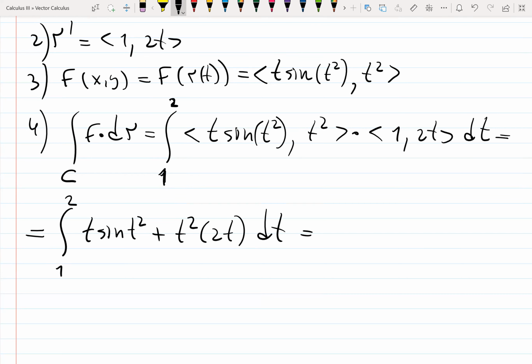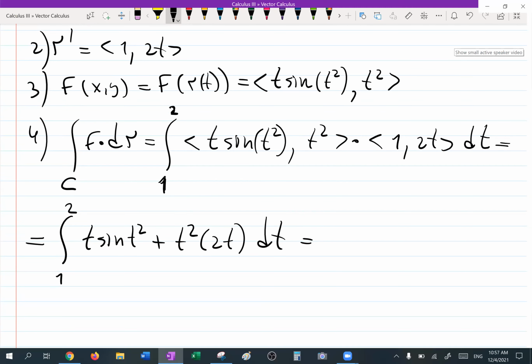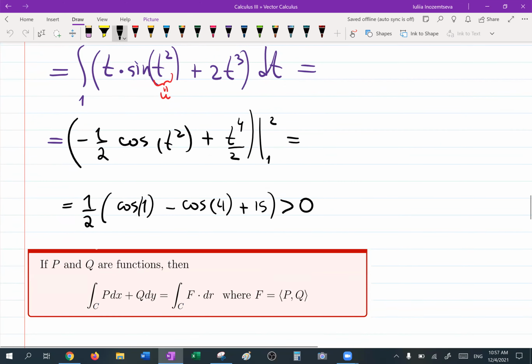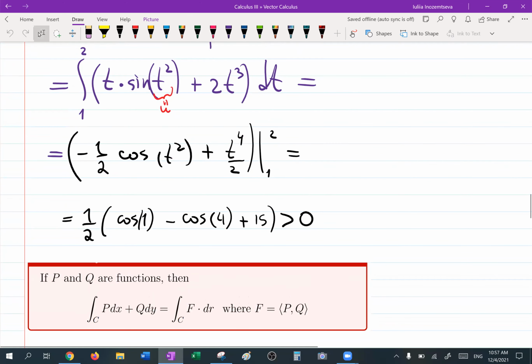And let's use substitution here, which is not too bad, but I'm seriously not in the mood to do substitution. So I'll just copy the answer. It's U substitution, as you can see. And it will be 1/2 cosine 1 minus cosine 4 plus 15.